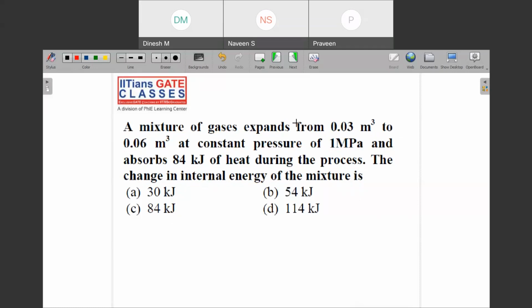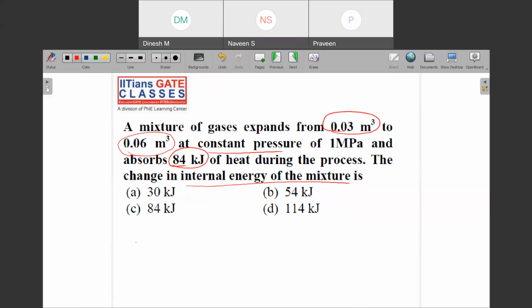Now let us try to solve this one. It says that at constant pressure, the mixture expands from 0.03 meter cube to 0.06 meter cube. So one data is this, and it says something about heat absorbed. Then it asks what is the change in internal energy. We have seen energy, work, and heat together in the first law of thermodynamics.